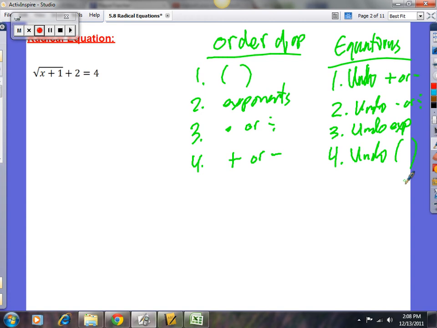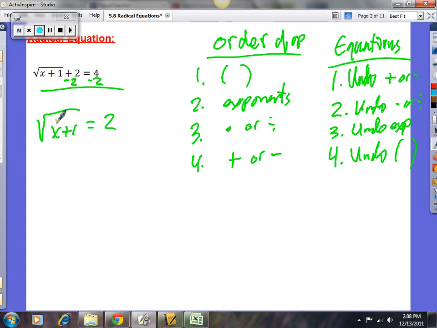So look at this guy right here. You want to get x all by itself. Number 1, undo plus or minus. Where do you see plus or minus? The 2. How do you undo plus 2? Minus 2, minus 2. So you're going to have square root of x plus 1 equals 2. Now, what about this plus 1 underneath the square root? Can I just go minus 1, minus 1? Why can't I do that? Because it's under the square root, and that's just like parentheses. I have got to get rid of these parentheses, or this square root.